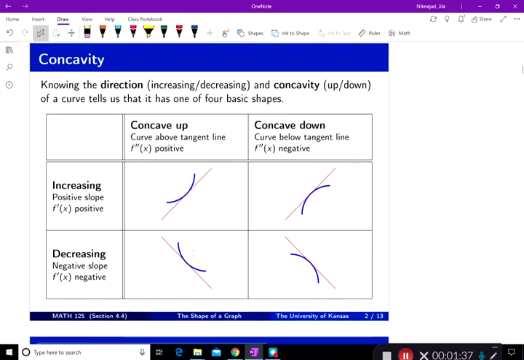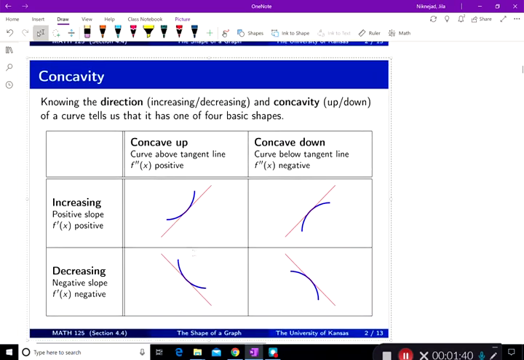Now, how do they relate to f prime and f double prime? When a function is concave up, that means that f double prime is positive on that interval. If a function is concave down, the second derivative is negative. F double prime is negative. If a function is increasing, f prime of x is positive. If a function is decreasing, f prime of x is negative.